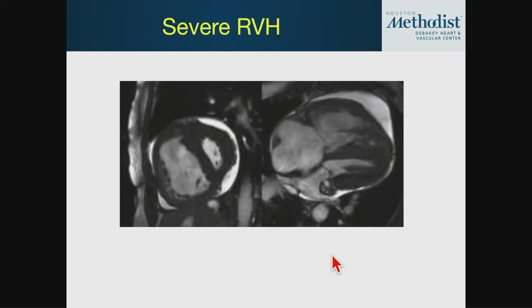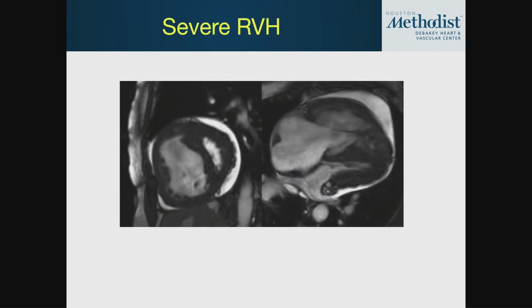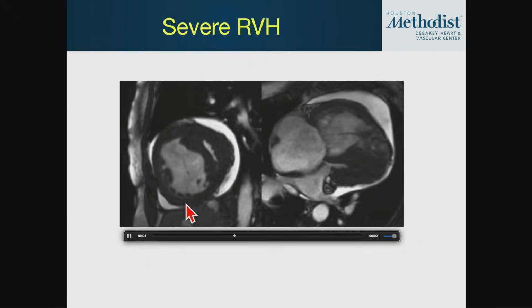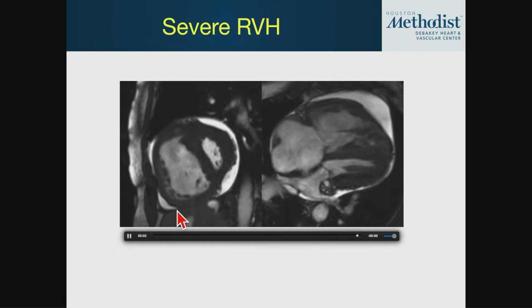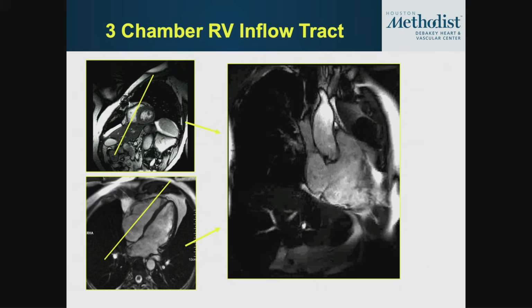Okay, so let's go now. And then obviously also important to look at the wall thickness. This is a patient who has a very increased thickness of the right ventricular free wall. So this is severe right ventricular hypertrophy.